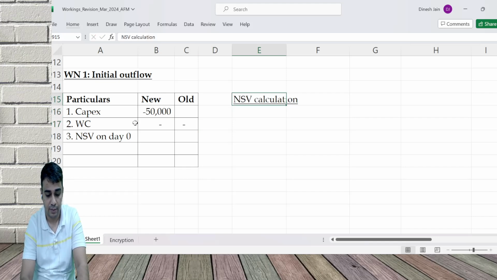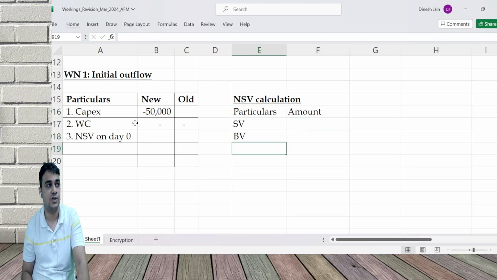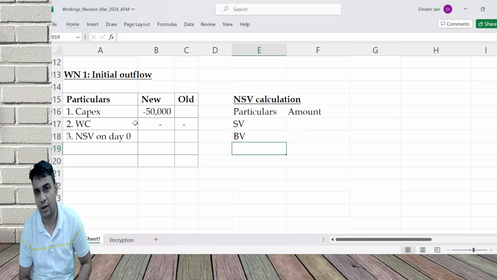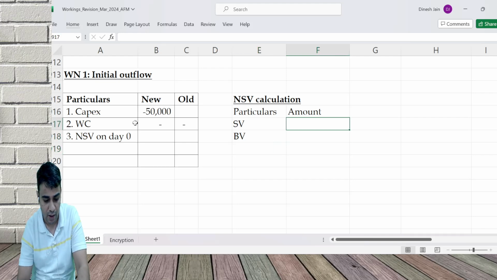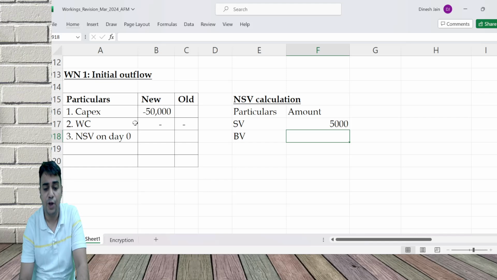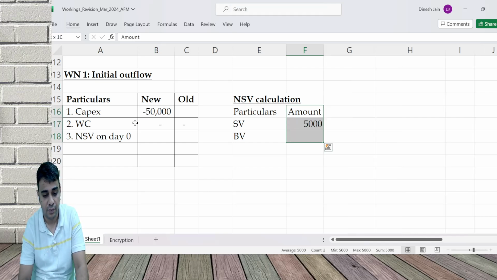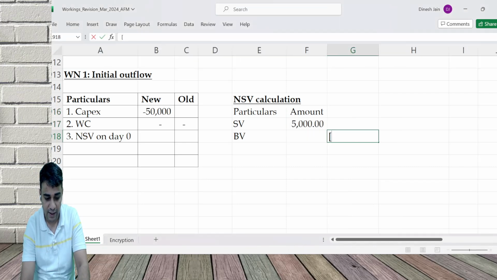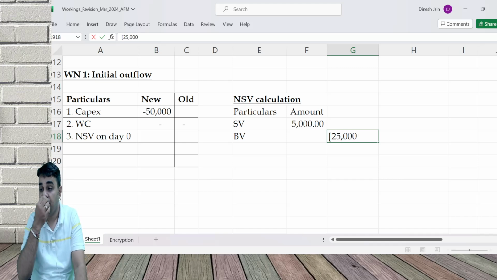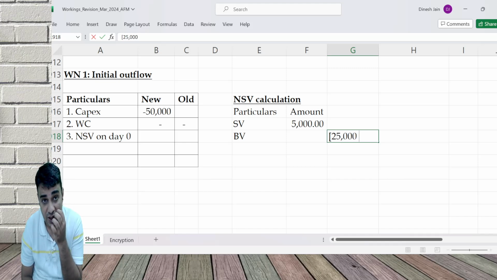NSV calculation. Particulars, amount, sale value, book value. First let's do them. We'll know whether there's a capital gain or a capital loss, and then accordingly do tax paid or tax saved and close it. What is the sale value of the old machine today? When did you buy old machine? 5 years ago. For what price? So listen, 25,000 was the purchase price. We were charging depreciation assuming a life of 10 years.